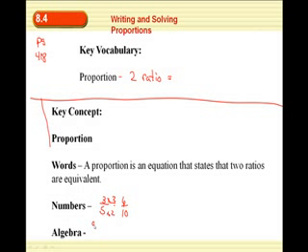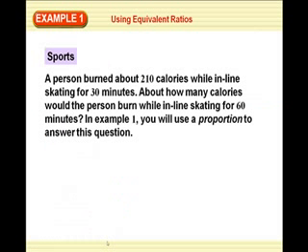Algebraically, A over B equals C over D, where B and D are not 0. You can never have a 0 on the bottom of a fraction. You can never divide by 0 since fractions are division. So let's take a look at some proportions.